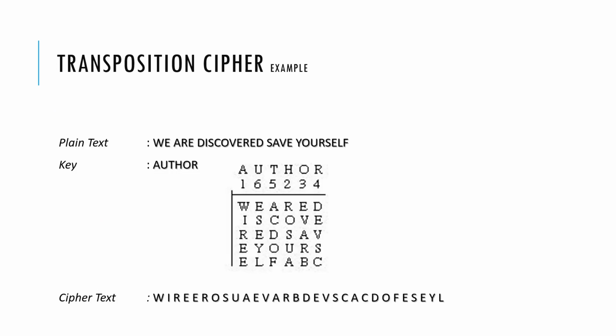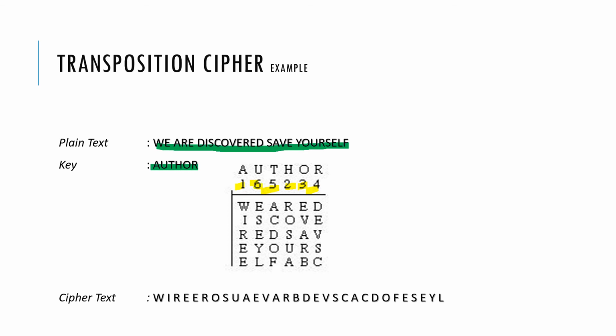Now we will look into another example of transposition cipher. In this example, we are encoding the plain text "we are discovered, save yourself." For this example, we have the key as "author." Note that every character in the key is unique. The next thing we would do is index these characters as per their lexicographic order. So A becomes 1, H becomes 2, O becomes 3, R becomes 4, T becomes 5, and U becomes 6.